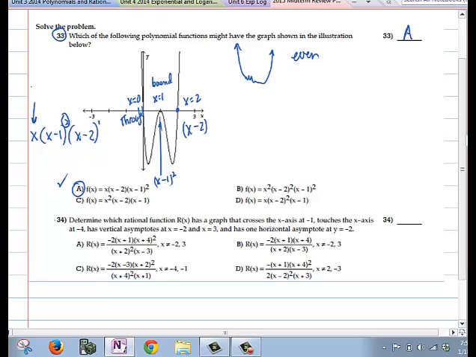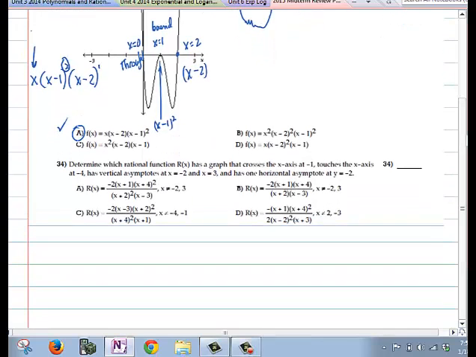Moving along, this one is a little bit more complicated because it's a rational function, and they give us some information about a horizontal asymptote at y equals -2. But first, let's take a look at finding the right ones which have the correct zeros. It says it touches the x-axis at x equals -4. So that's a zero at x equals -4. So I would expect a term in the top of my rational function to be x plus 4.